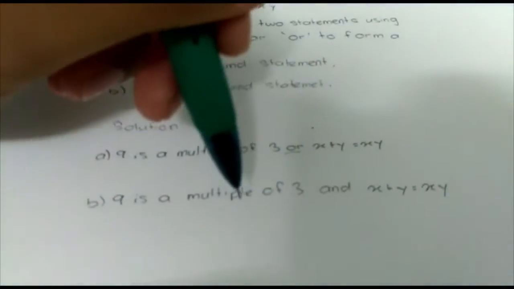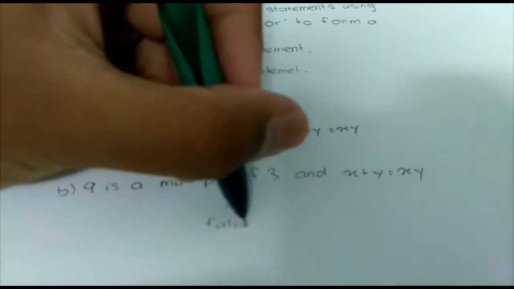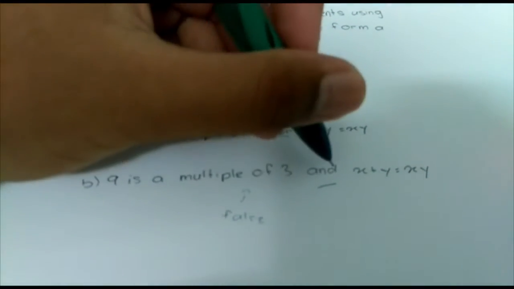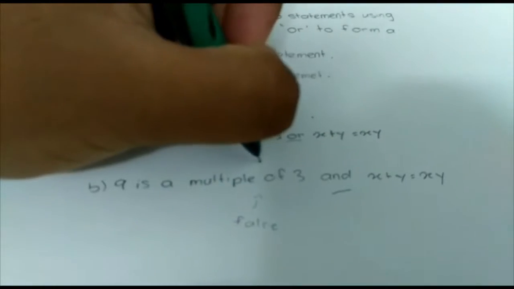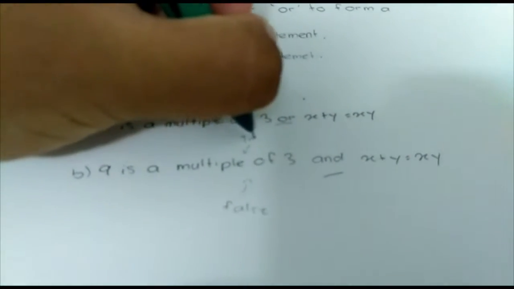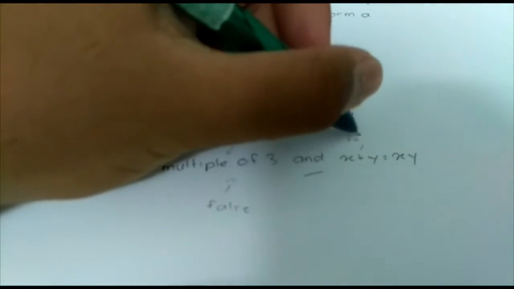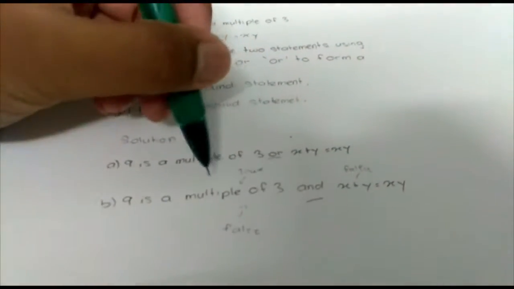Why do I say this answer is false? Because 'and' needs both statements to be true, but the first statement is true and the second statement is false, so this is a false compound statement. That's easy, right?